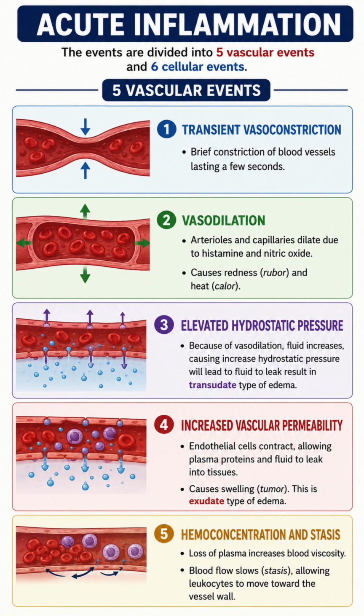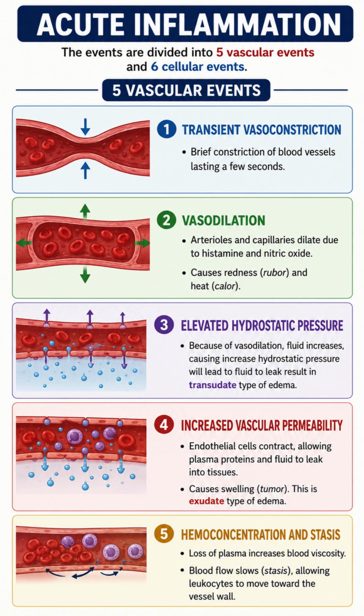In acute inflammation, the events are divided into 5 vascular events and 6 cellular events. 5 vascular events. The first vascular event is transient vasoconstriction. This is a brief constriction of blood vessels that lasts for only a few seconds.